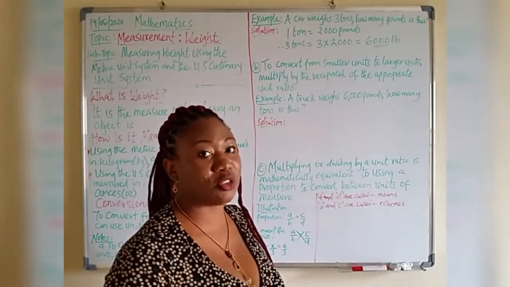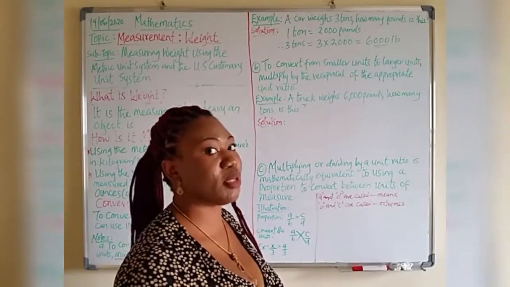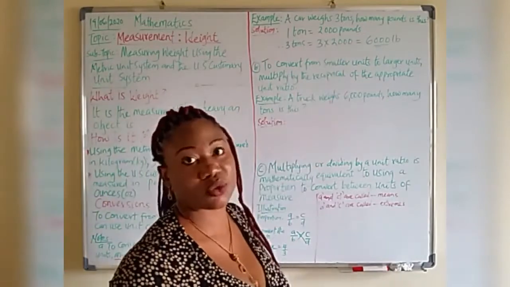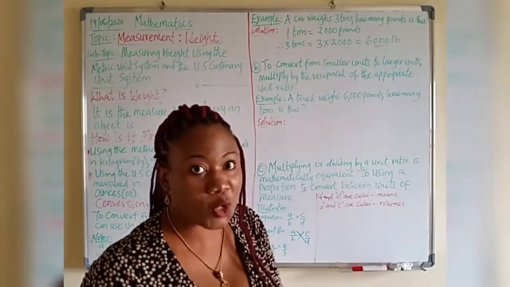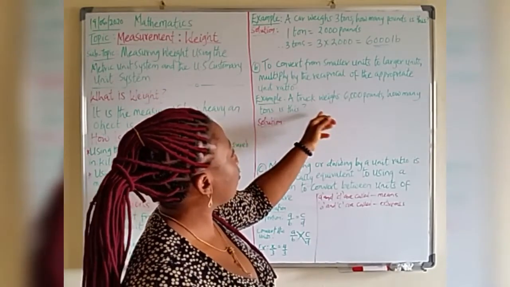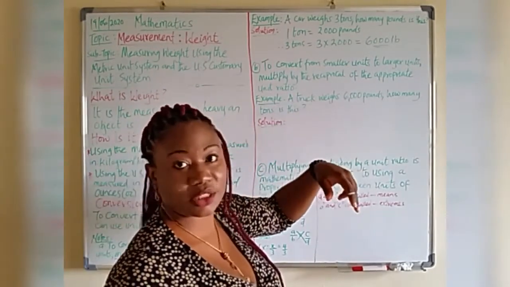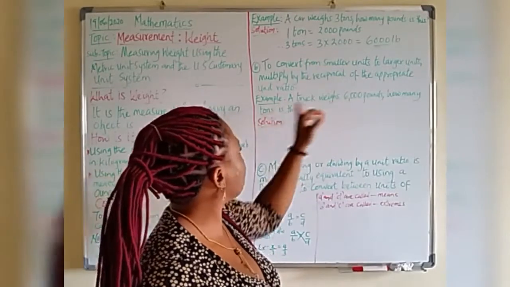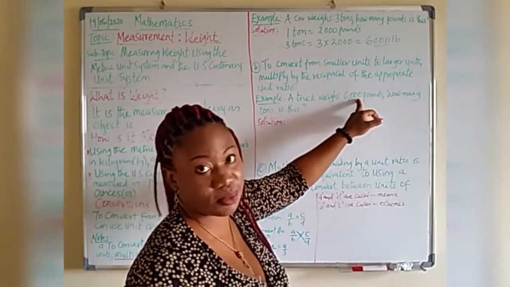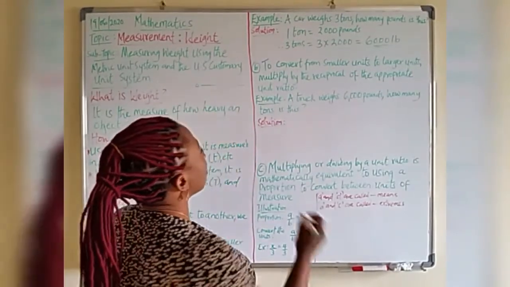What is the appropriate unit ratio here? 2,000 will be the appropriate unit ratio. Okay? Why? A ton makes 2,000 pounds. 2,000 pounds makes a ton. Now, how do we know that we are converting from small to large? The pounds is smaller than the tons. We want to know how many tons is found in 6,000 pounds. So what do we do?